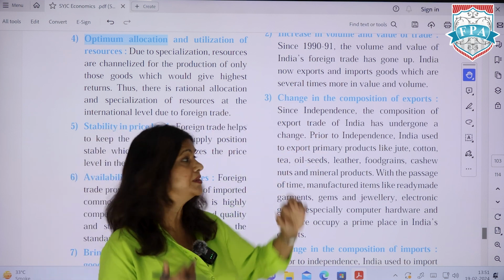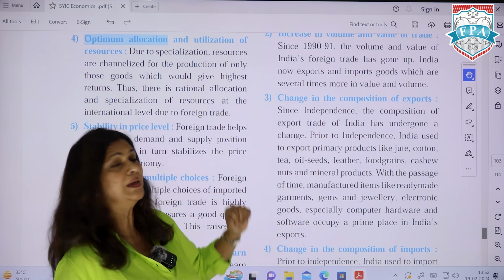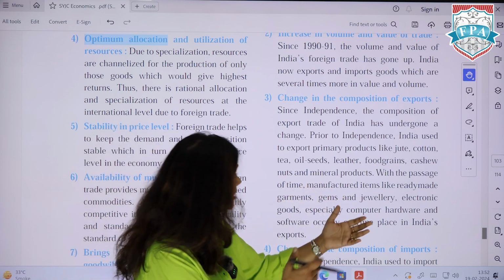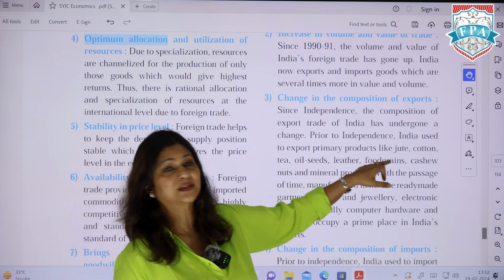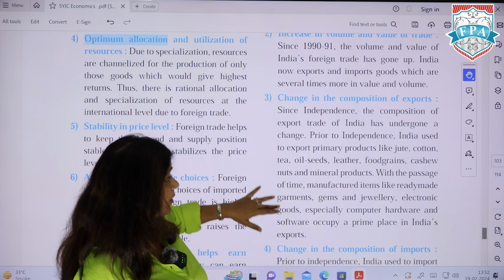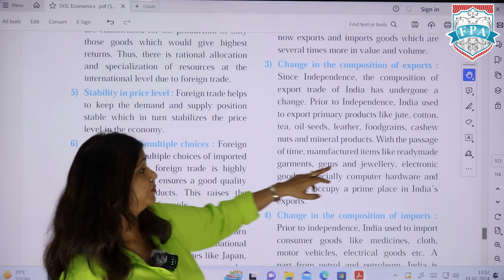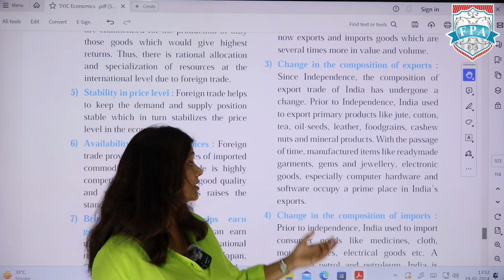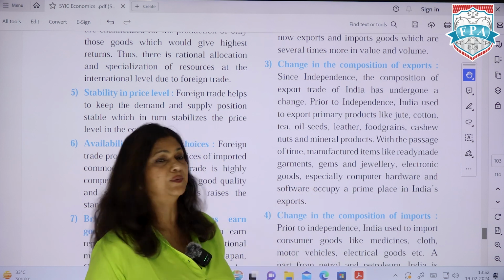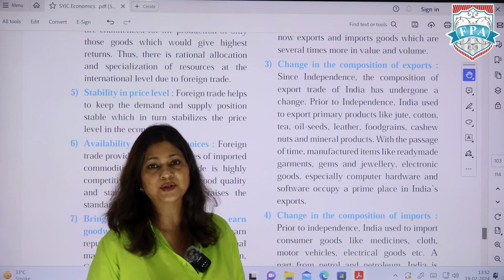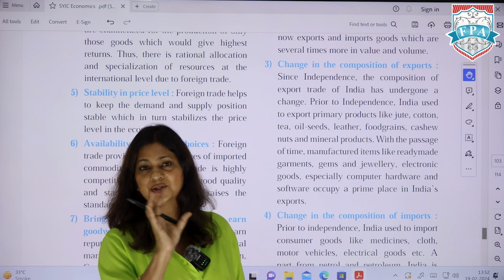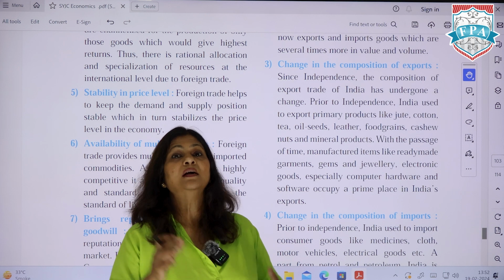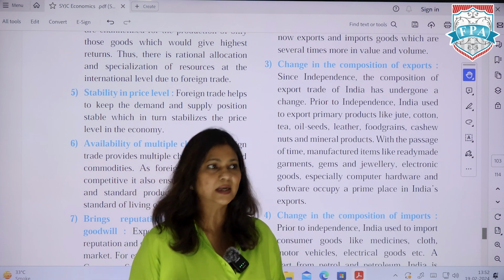Then they talk about the composition. They said earlier, prior to independence, India was more into exporting primary products like jute, cotton. Now with passage of time, India is exporting manufactured and ready-made goods like jewelry, electronic goods, computer hardware, software. They are holding a prime position. So can you see what is the composition change? Earlier we were exporting primary goods and now we are exporting ready-made goods, right?